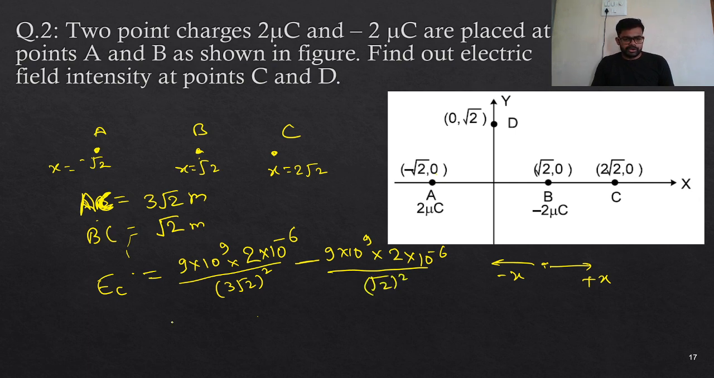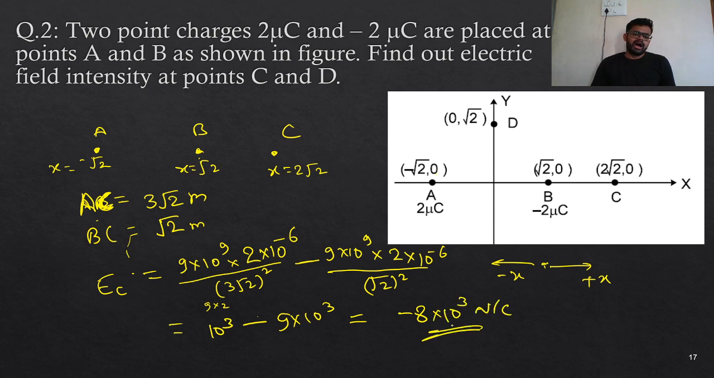That's all. So what you are getting here is 3 into 3, 9, and this is 2. Okay, so this 9 and 2, everything will be cancelled. You are getting 10 raised to 3, 2 and 2 cancel, just 9 is there, so 9 into 10 raised to 3. So the answer is minus 8 into 10 raised to 3 Newton per coulomb. This is the answer. Are you getting it?